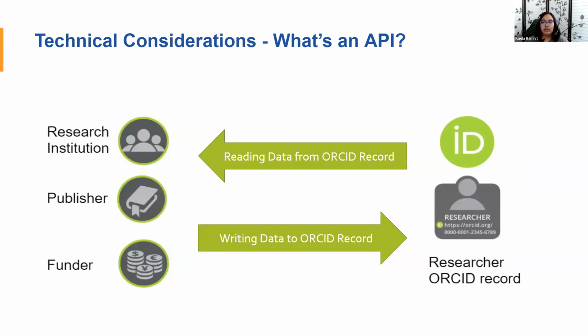So in this graphic, you can really see how the ORCID API works between different stakeholders. A research institution, funder, or publisher can read data from ORCID records via the ORCID API and use that data in their system for reporting or filling out forms, for example. Then those stakeholders can write information to ORCID records via the ORCID API. So a publisher, for example, could write works to an ORCID record, a funder can push grant awards, or an institution can push employment information, as well as other things.